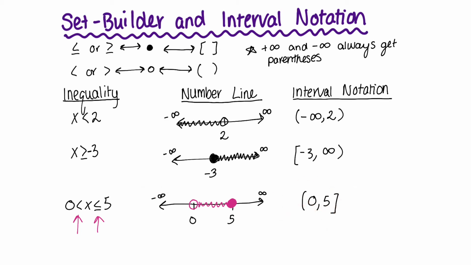This comma right here is just separating where you start from where you end, and then the end parts are telling you whether or not that number is included, with the only weird one being that infinities are never included. So the infinities will always have parentheses.